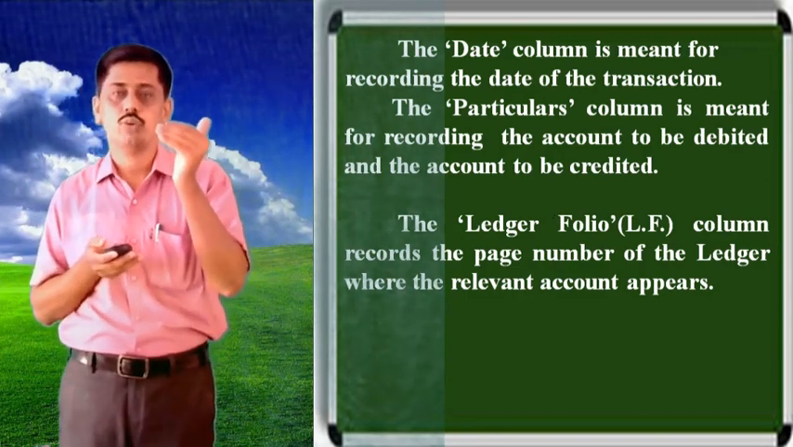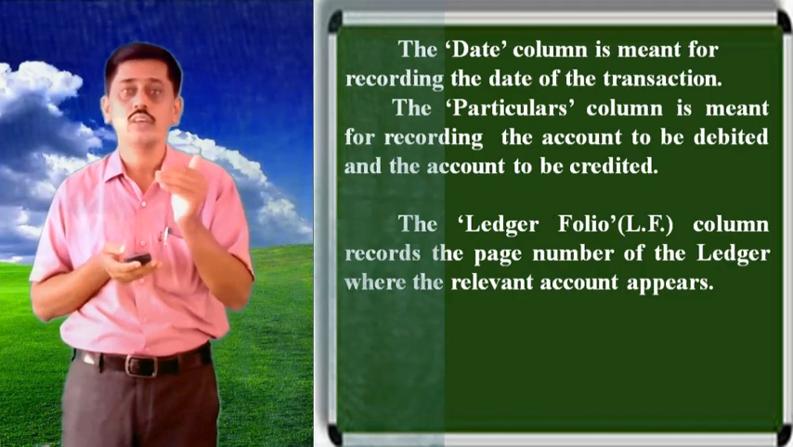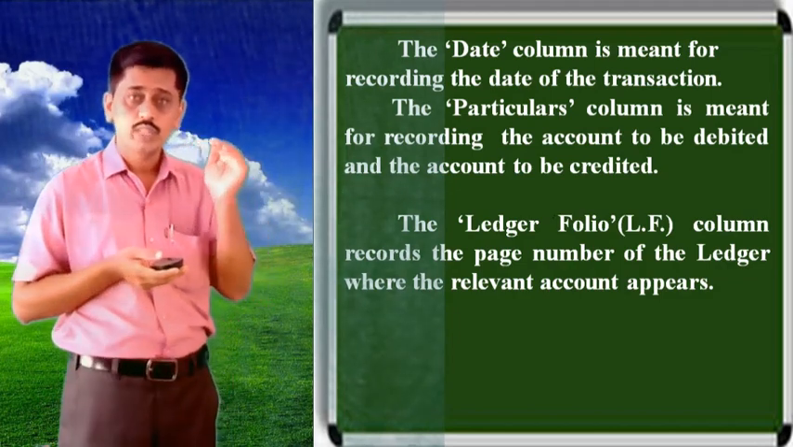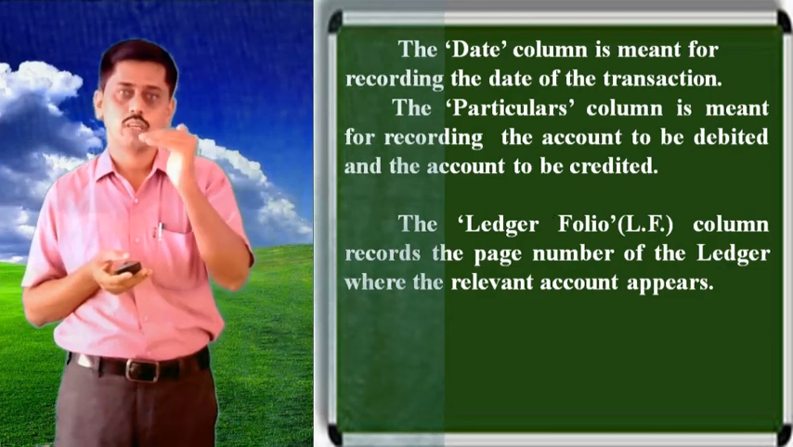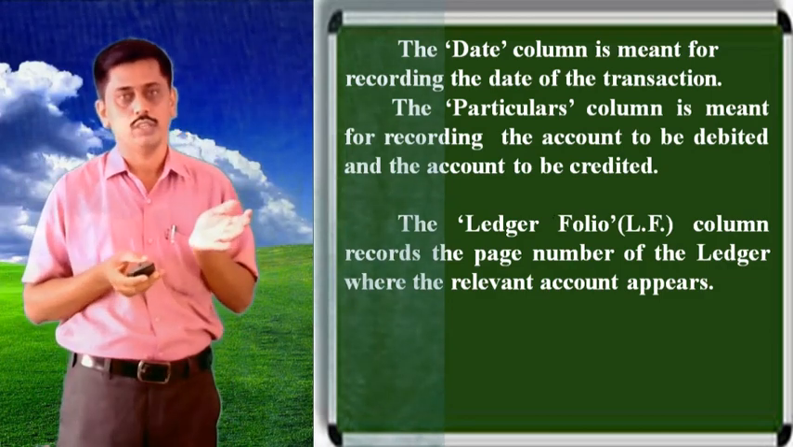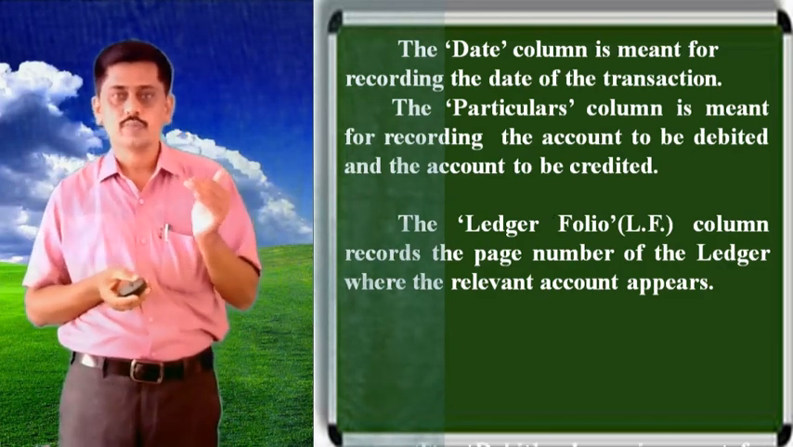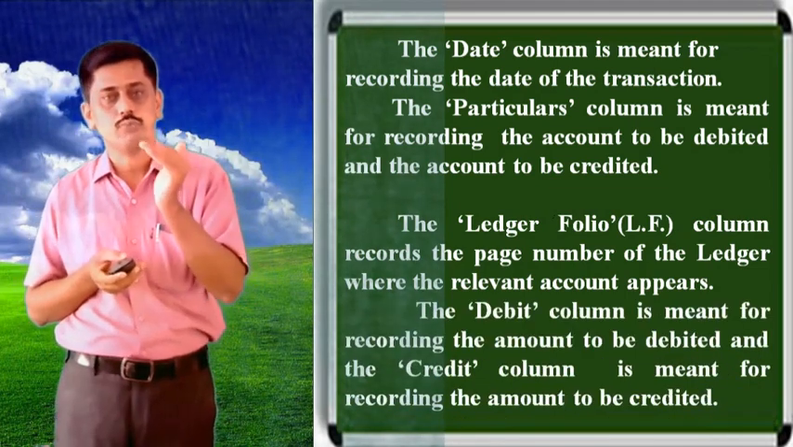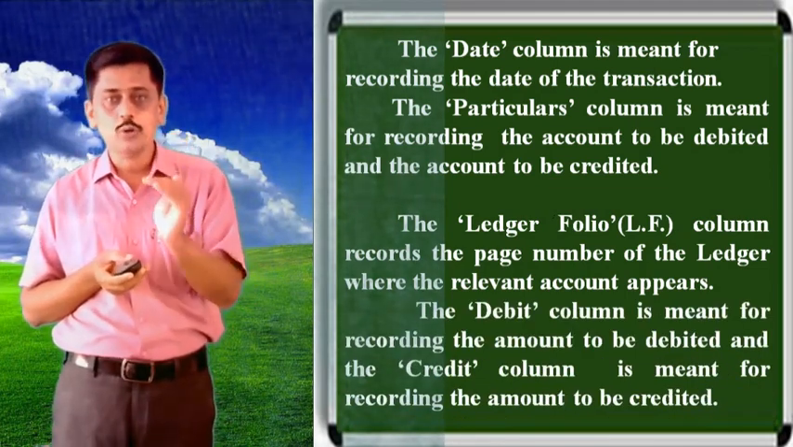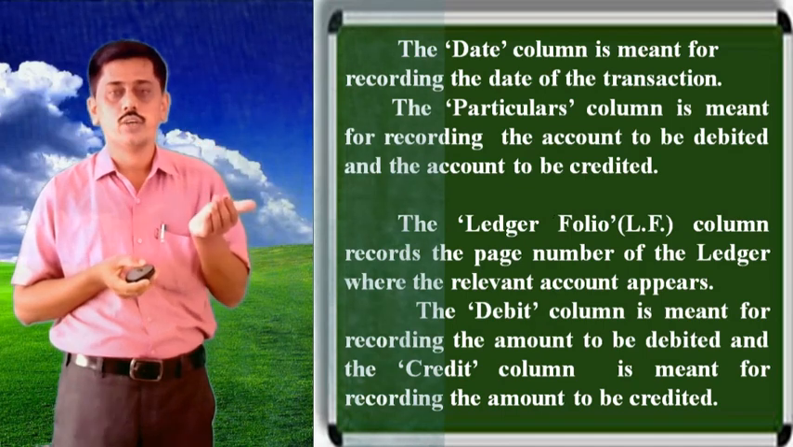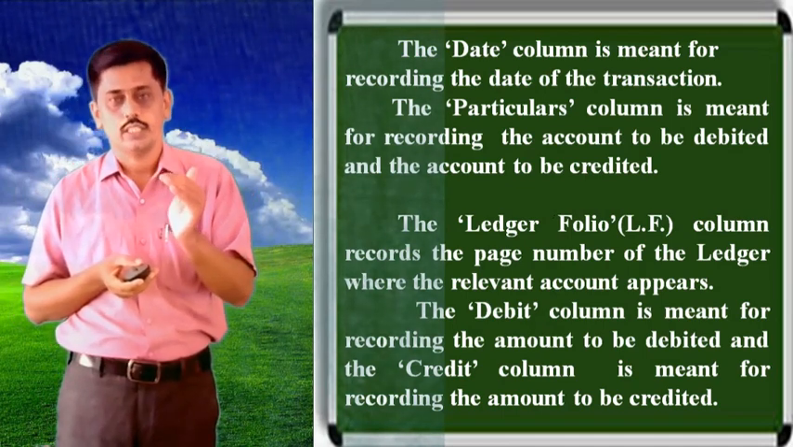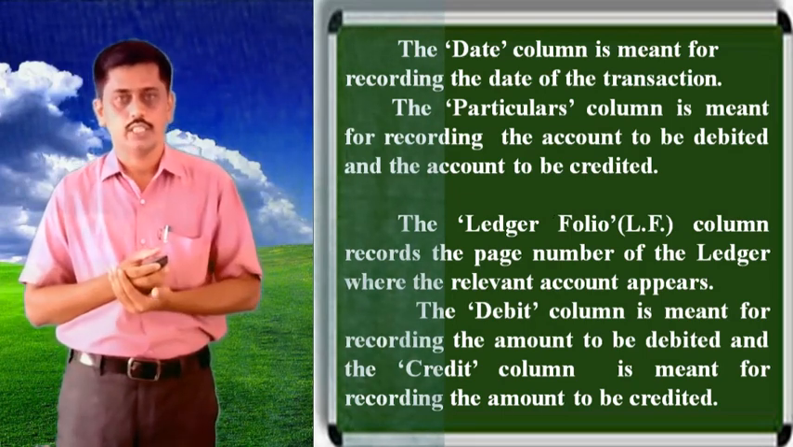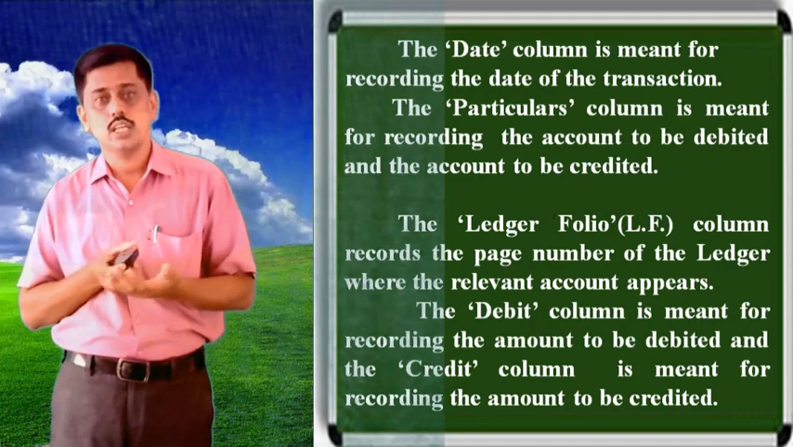So the ledger folio column is meant for recording the page number of the ledger where the particular account appears or where the particular account is opened. Okay. Next, the debit column is meant for recording the amount to be debited, and the credit column is meant for recording the amount to be credited. This is how journal is to be prepared.